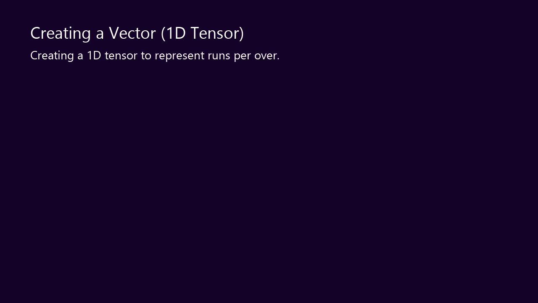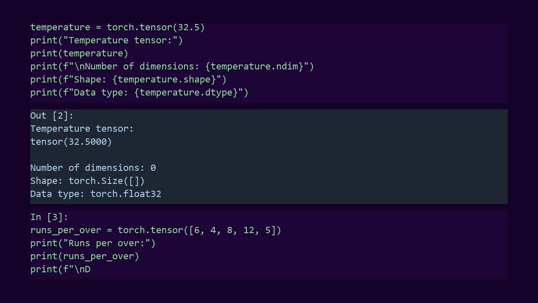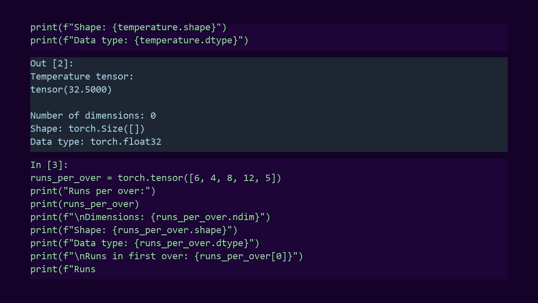Now, let's create a 1D tensor, also called a vector. This is like a list of numbers. Perfect for storing things like runs scored in each over of a cricket match. I'm creating a tensor representing runs scored in the first 5 overs of a T20 match. The values are 6, 4, 8, 12, and 5 runs.